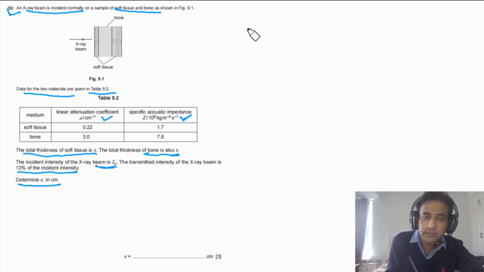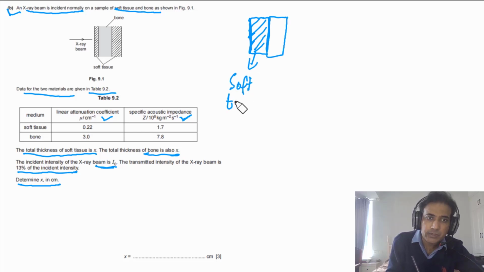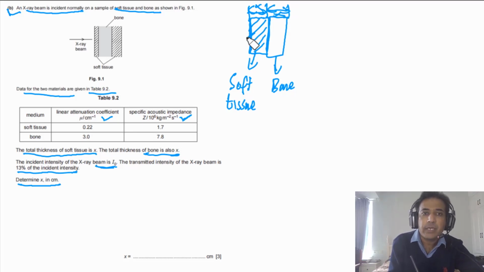How can we answer this question? The simpler way is to first combine the soft tissue. So this is representing soft tissue and here we have the bone. Thickness of this one is X and this thickness is also X. Here we have intensity I naught. At this point, let's say the intensity becomes I1 and here the intensity is I2.